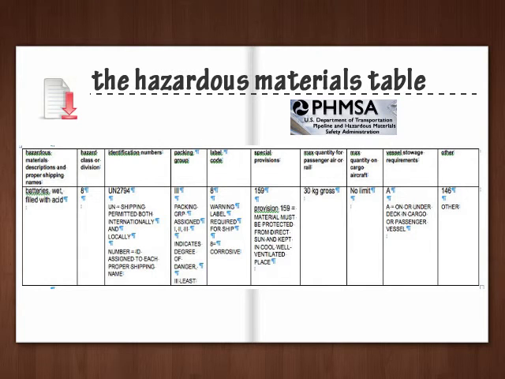Here is the portion of the table for lead-acid batteries. You can see that they are listed as batteries, wet, filled with acid. Read across the table. It contains essential information about pipelines' requirements for identification, packing, labeling, and handling of lead-acid batteries. When you are ready, click the Continue arrow.